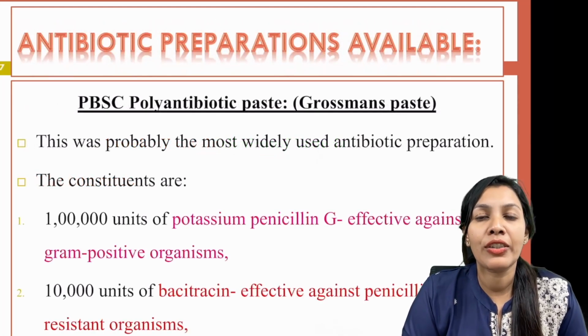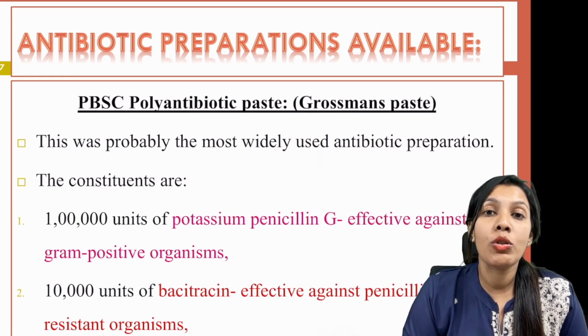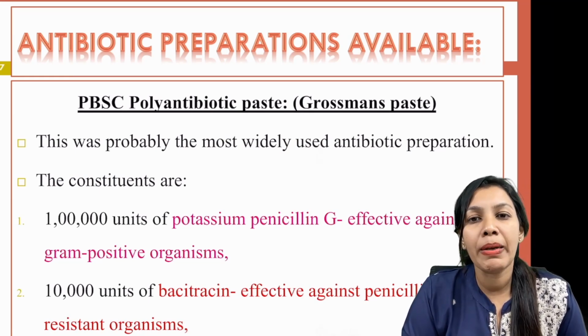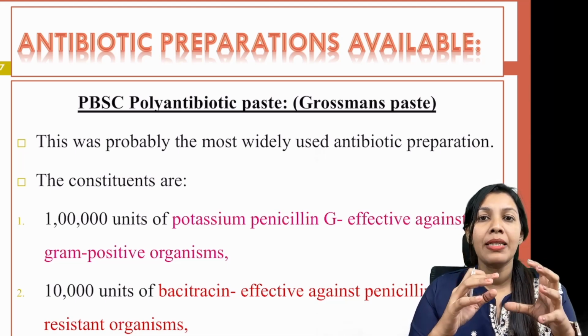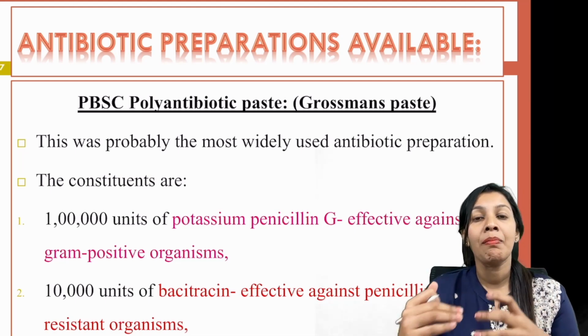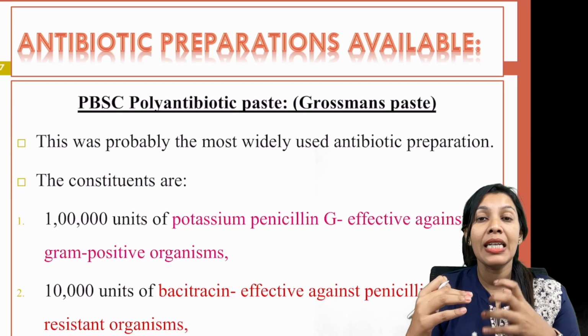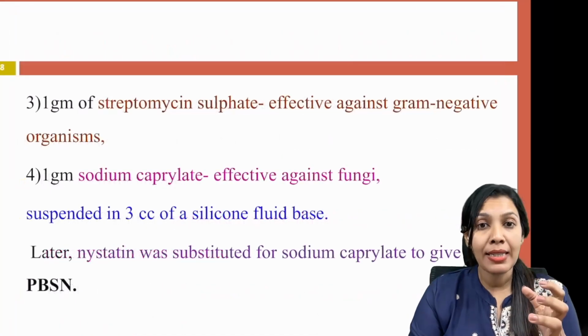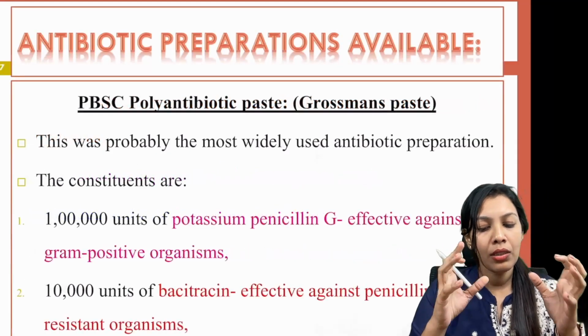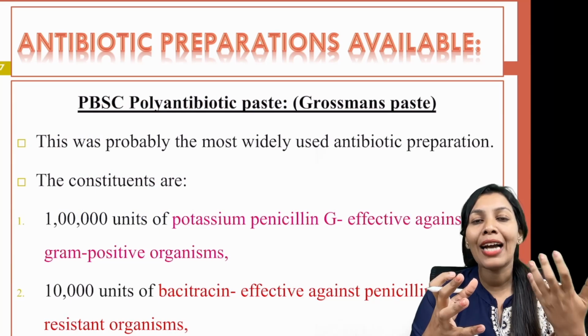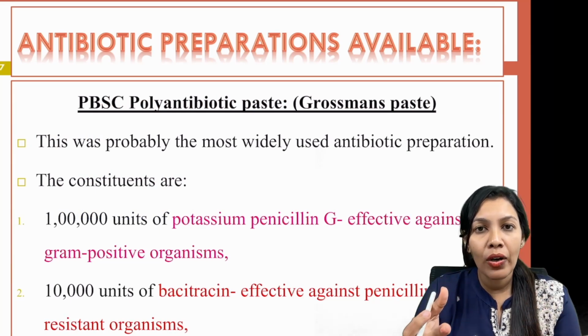After calcium hydroxide, the most commonly used material is the antibiotic paste. First is the Grossman paste. Whenever you hear Grossman paste, it is a combination of PBSC. From the name itself, P means penicillin, B means bacitracin, S means streptomycin, and C means caprolate. So the penicillin is acting against the gram-positive organism.